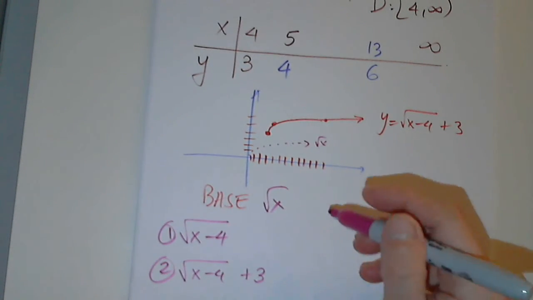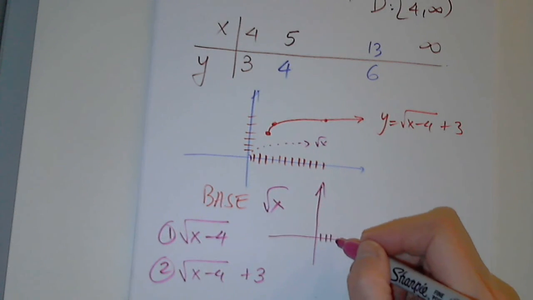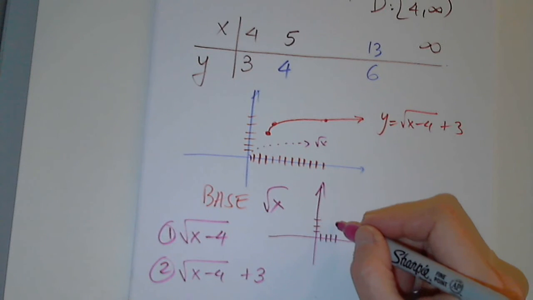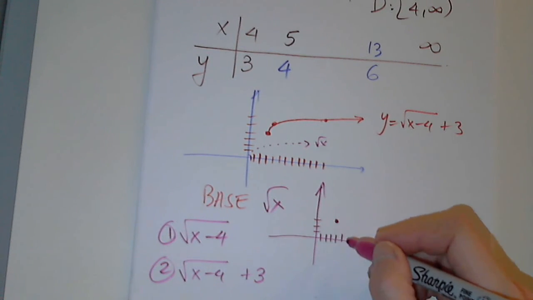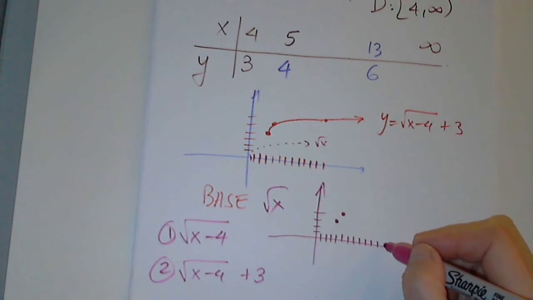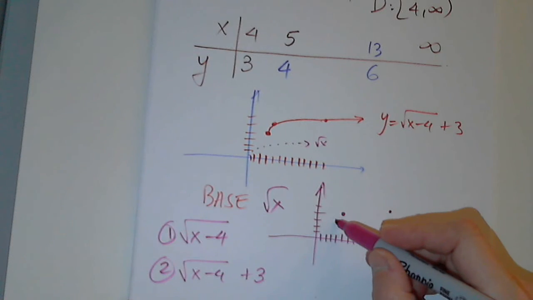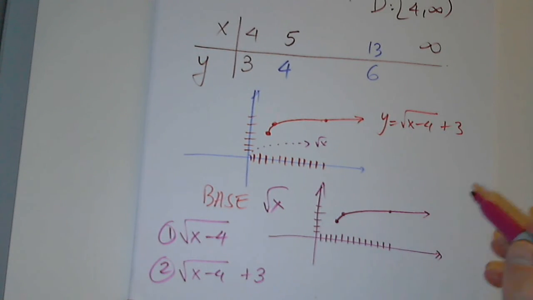I should graph it one more time. Don't let me make any errors. So 1, 2, 3, 4. 1, 2, 3, right here. And then 5, 4. 6, 7, 8, 9, 10, and 1, 2, 3, and 6. Correct.